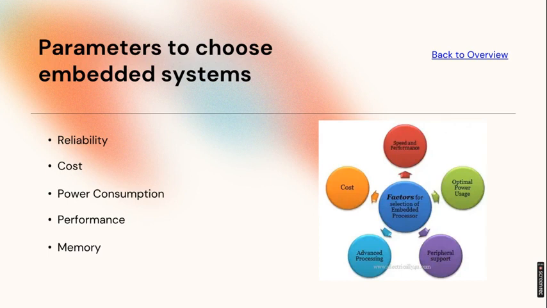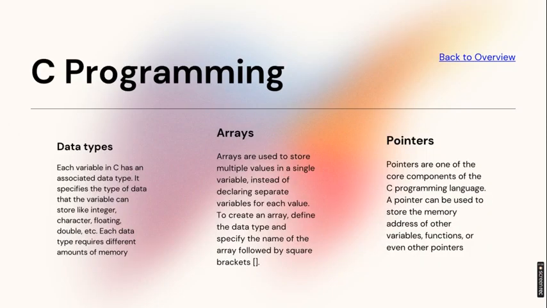The parameters you have to consider while choosing an embedded system are reliability, cost, power consumption, performance, and memory. These are the things we need to consider while we are choosing the embedded system.